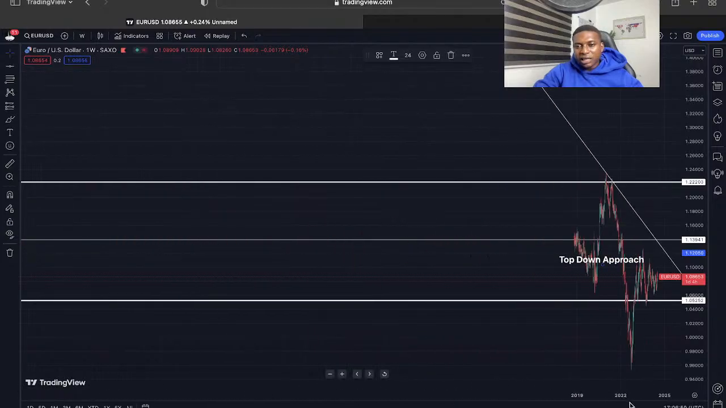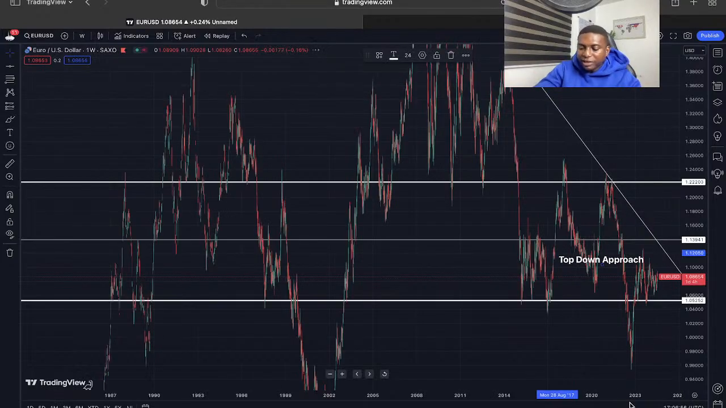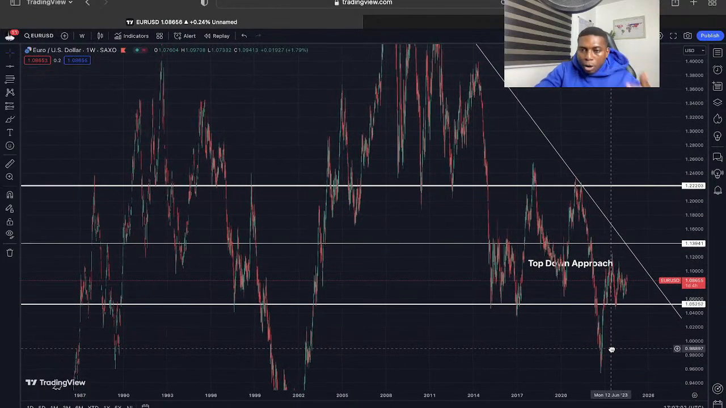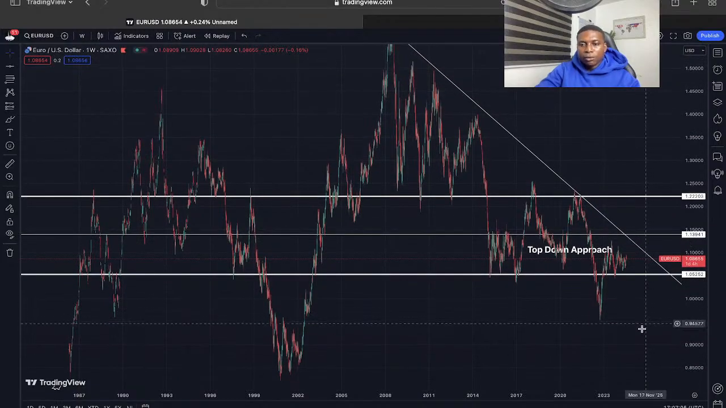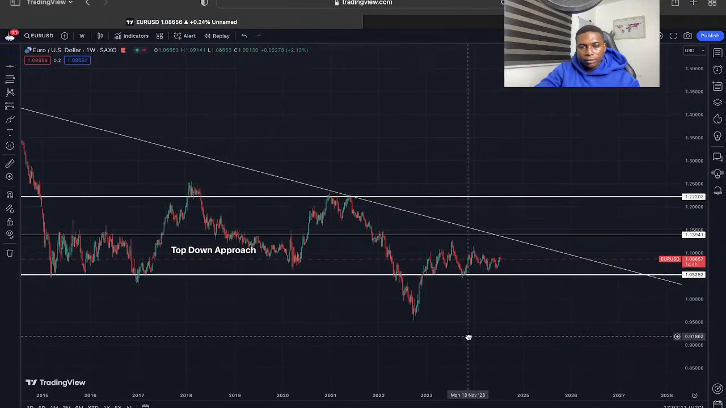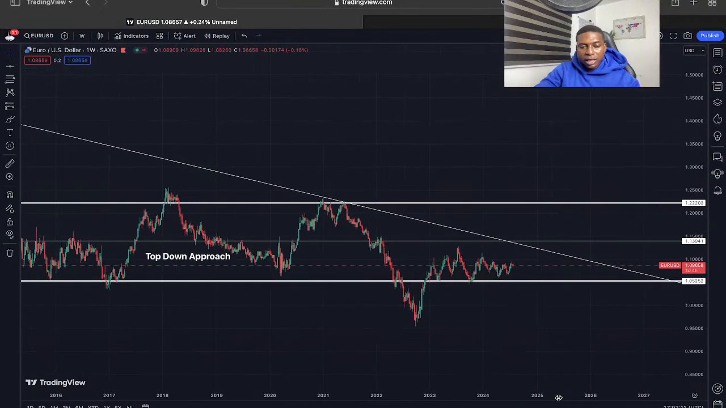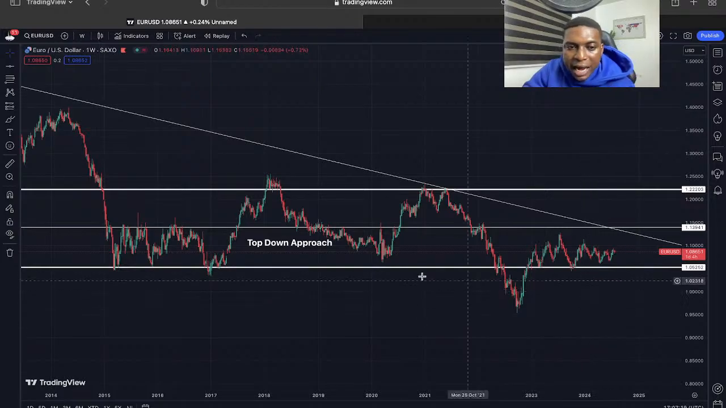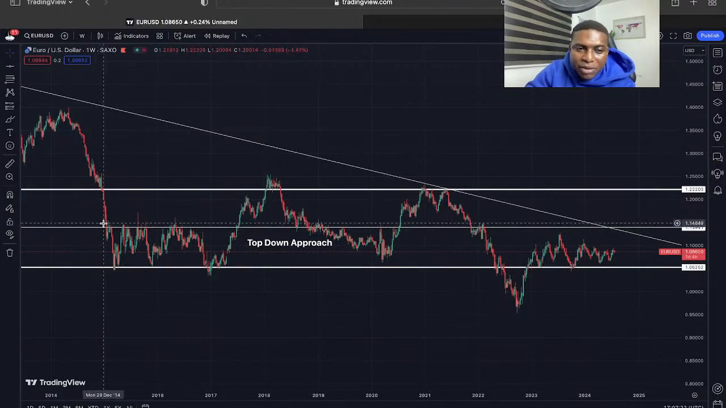Here we can see on the weekly time frame that it's a different ball game entirely, because it takes us closer to the reality of the market. Now we can see more closely what is currently going on. Price has been ranging between this minor resistance zone and this major support zone.